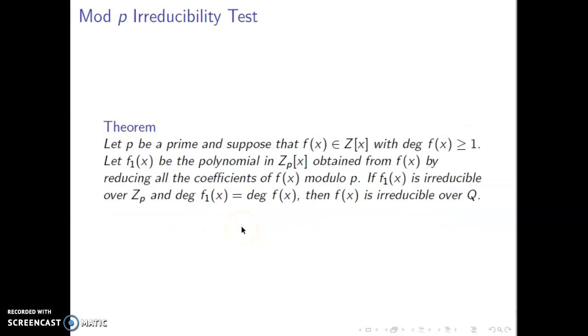Next we come to the mod p irreducibility test. Suppose p is a prime, and suppose that f(x) is a polynomial over Z with degree of f(x) greater than or equal to 1. And let f1(x) be the polynomial in Zp[x] obtained from f(x) by reducing all the coefficients of f(x) modulo p. If f1(x) is irreducible over Zp and degree of f1(x) is equal to degree of f(x), then f(x) is irreducible over Q. Now we are going to prove this theorem.